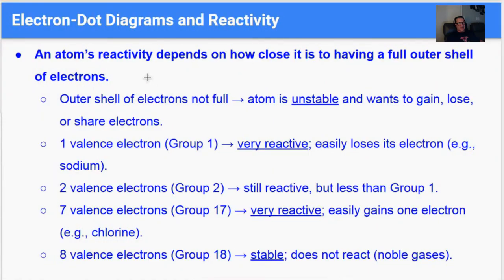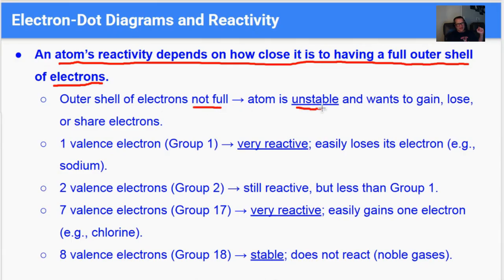All right, so now reactivity. An atom's reactivity depends on how close it is to having a full outer shell of electrons. All atoms want to fill their outer shell of electrons because if the outer shell is not full, the atom is unstable. So what can it do to fill its outer shell to become stable? Well, one way is to gain electrons. If it doesn't have enough electrons, like chlorine or fluorine that have 7, if they gain one more, they'll have 8.